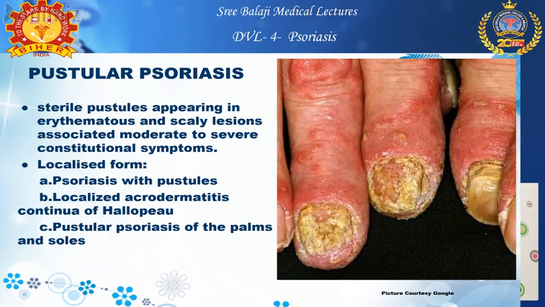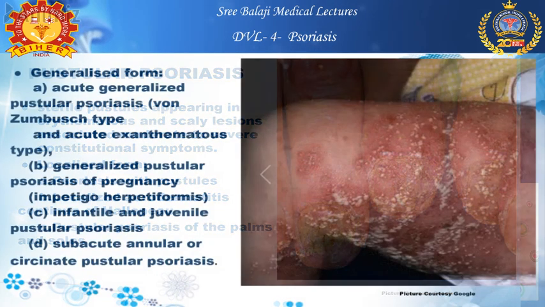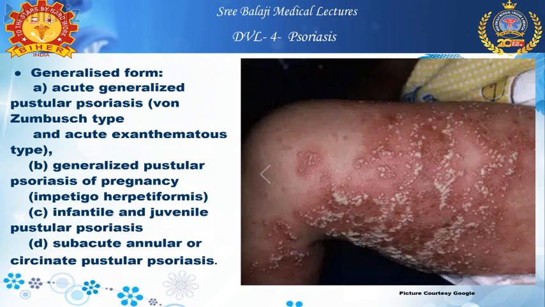And in acrodermatitis continua of Hallopeau, there can be destruction of the bone as well. The generalized form of pustular psoriasis, the commonest type, is the acute generalized pustular psoriasis of von Zumbusch, which can lead into erythrodermic psoriasis. Then we have pustular psoriasis in pregnancy, which is known as impetigo herpetiformis. This is seen in the second or third trimester of pregnancy.